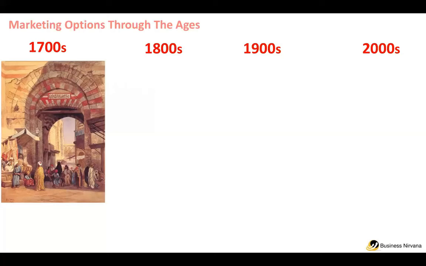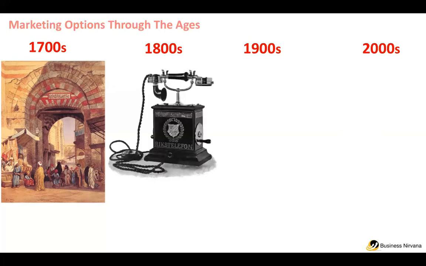Let's go to a bazaar in the 1700s. If you're a cashew nut seller, then you are hoping that someone comes along to the bazaar and buys your cashews. Then you've had a good day. In the 1800s, Mr. Bell decided to invent the telephone. Now you have two options, face-to-face and the telephone. You can order your cashews on the phone.